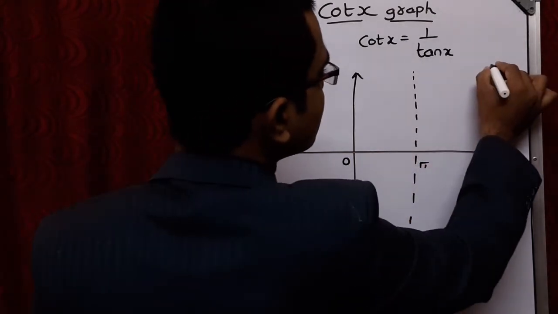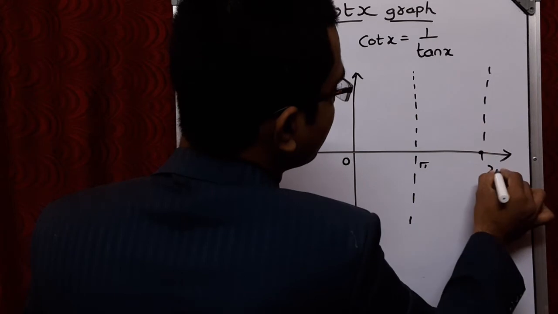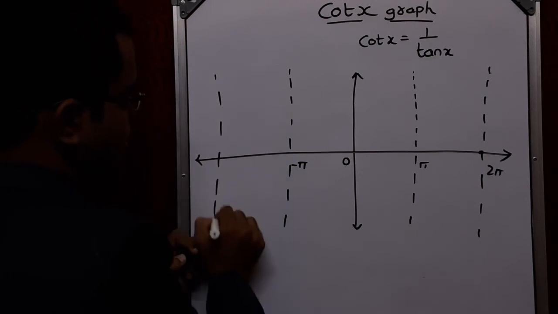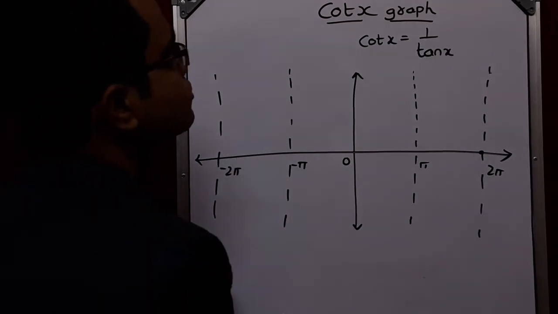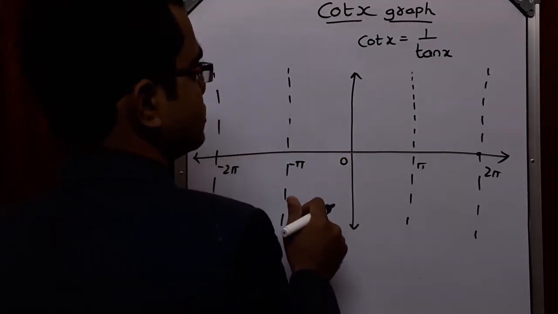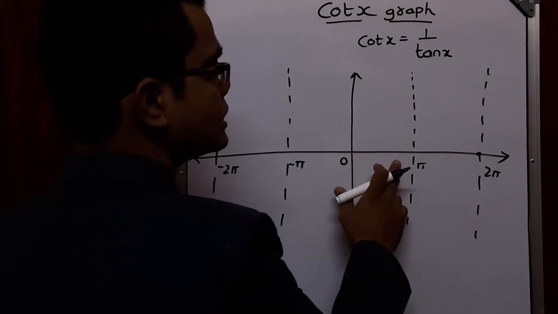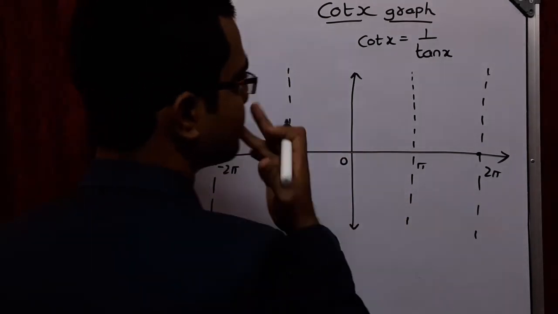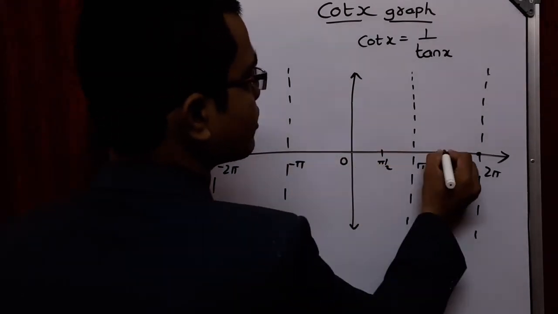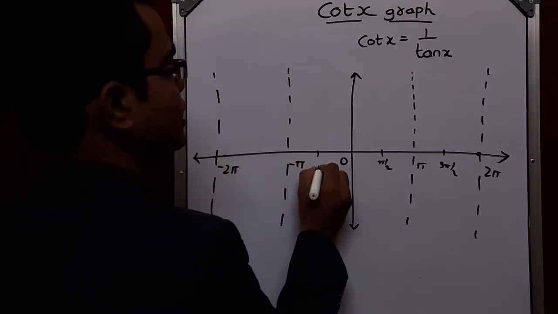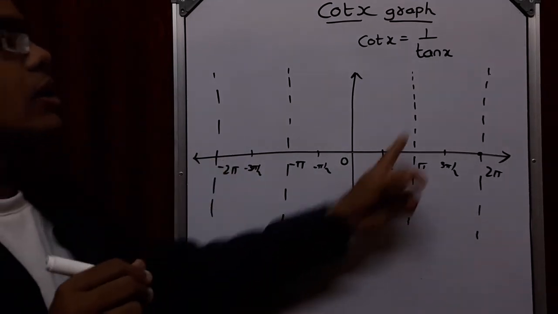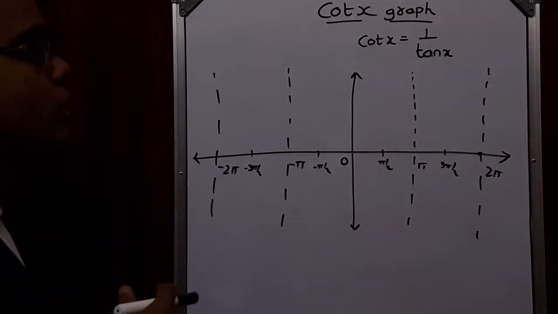at pi, at 2 pi. Similarly here also, on the negative side, minus pi, minus 2 pi. So if you see carefully, at 0 it does not exist, at pi also, yeah, tan pi is 0, it does not exist. At pi by 2 let us have some mark, and 3 pi by 2, and minus pi by 2, and minus 3 pi by 2. If you see carefully, tan pi by 2 is infinity, so cot is going to become 0, that is very clear.